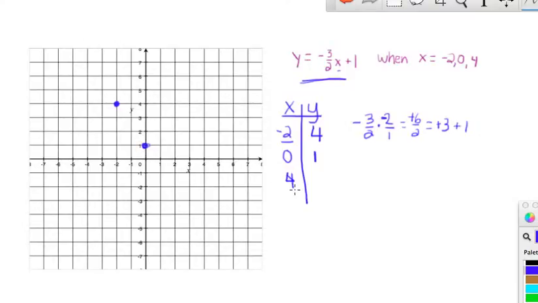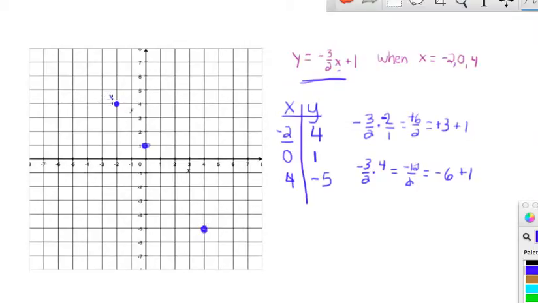And then they wanted you to put 4 in for x. So, boy, the trickiest part of this one for me is all the fraction arithmetic. But I'm going to do -3/2 times 4, so multiply your tops, multiply your bottoms. That's -12 over 2, which is -6. And then plus 1, that gives me -5. So x is 4, y is -5, right there.